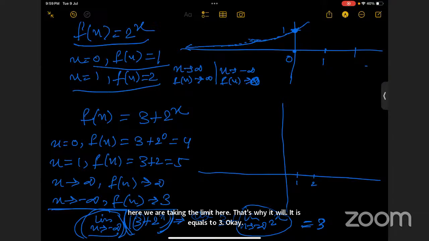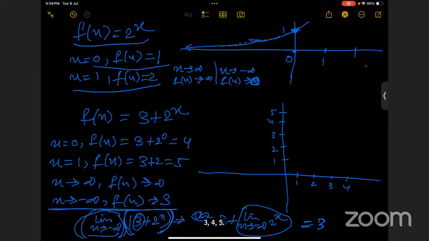This is 1, 2, 3, 4. 1, 2, 3, 4, 5. 1, 2, 3, 4, 5. So at this point we have (0, 4), that means (0, 4), and (1, 5). That means this point, right? These two points we have, right? And this is the y equals 3 line, right? So the function will be something like that.